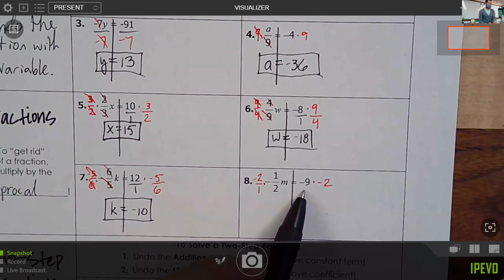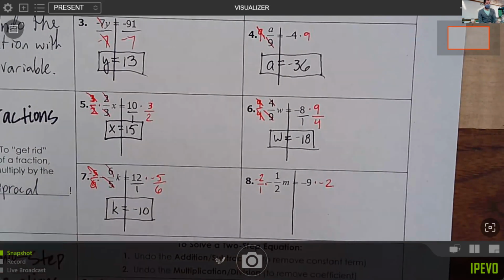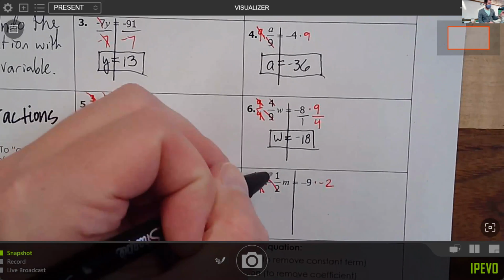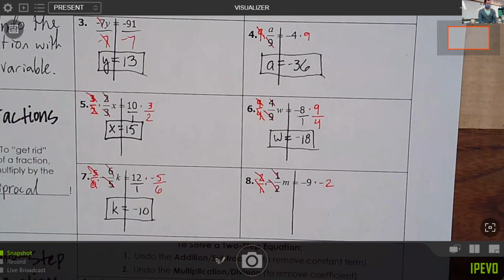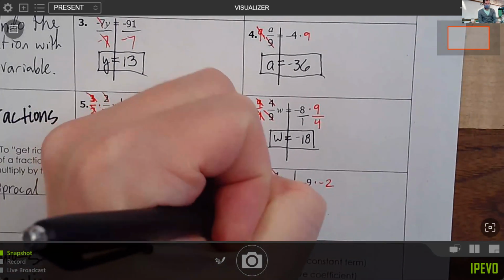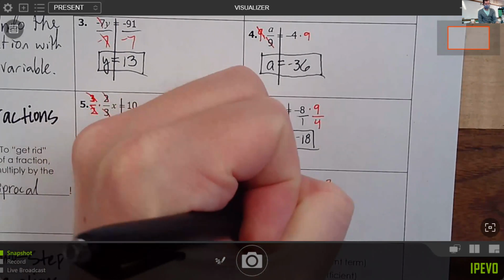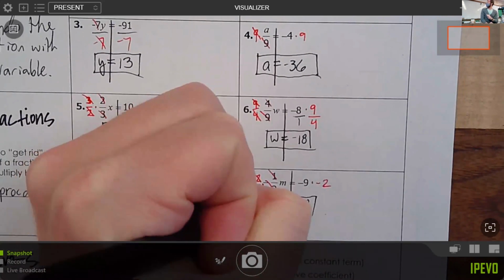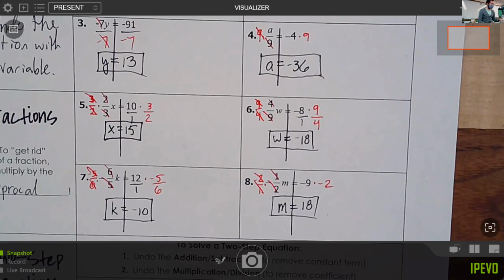And since this is a whole number, I'm just going to multiply a couple of integer values together. On the left, all the fraction stuff cancels. We're left with M. -9 times -2 is +18. Nice. All right. So that is our reminder on solving one-step equations. Now we're going to move on to two-step equations.